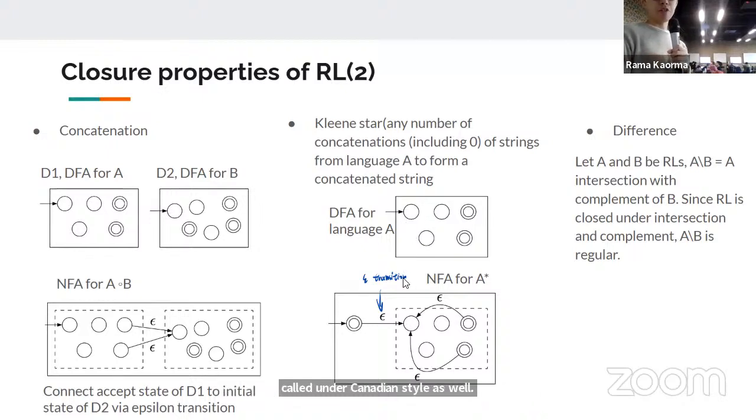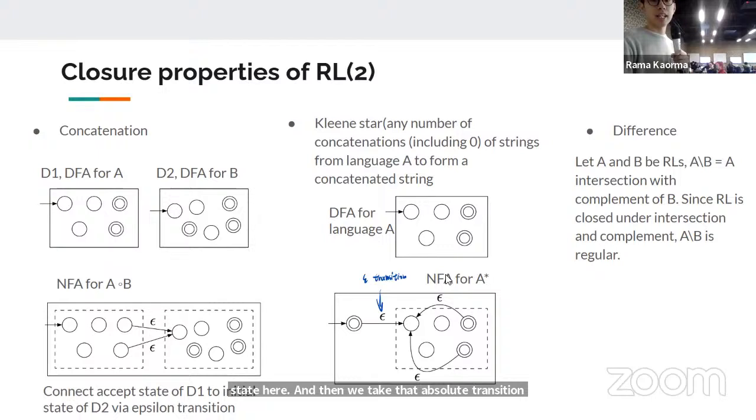But actually, we can also construct an NFA for Kleene star. Let's say we have a DFA for language A. Because for Kleene star we always have the empty string in it, first of all we accept the empty string. So if we want to accept the empty string, that means the initial state has to be an accept state as well. So we make the initial state an accept state here, and then we take the epsilon transition to the initial state of the original DFA.